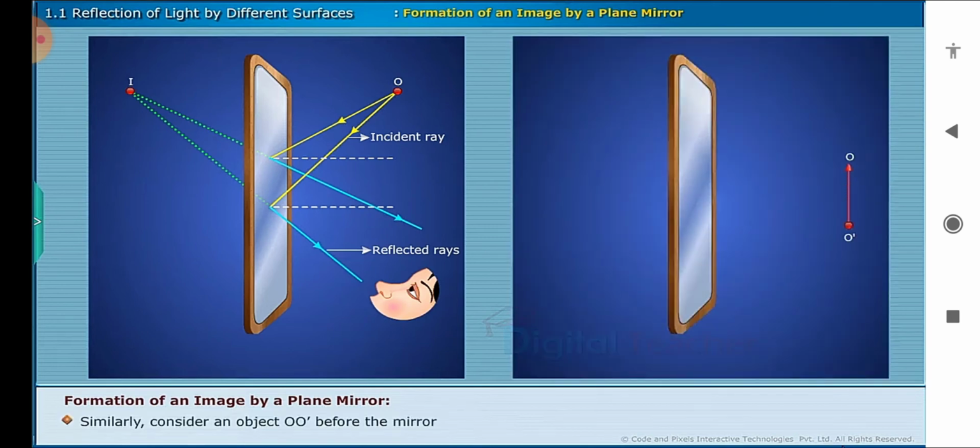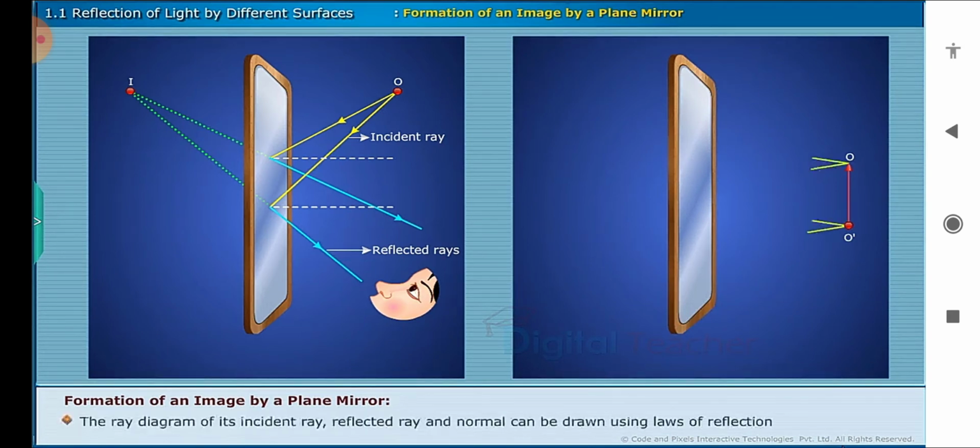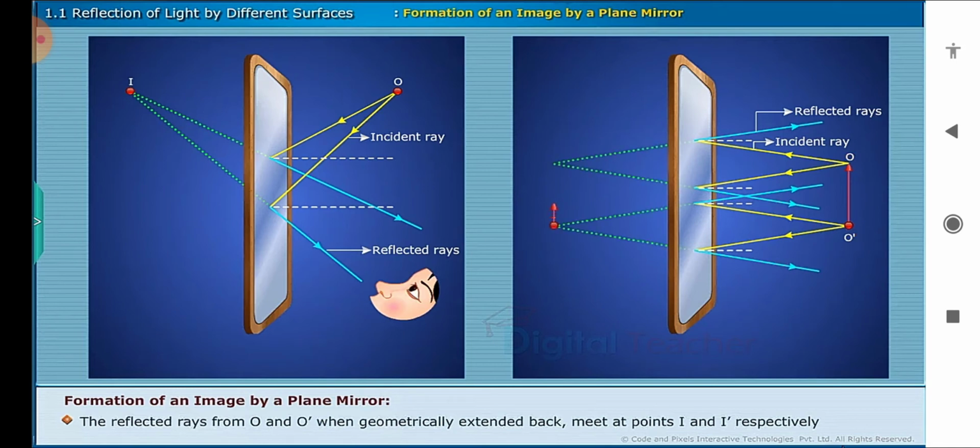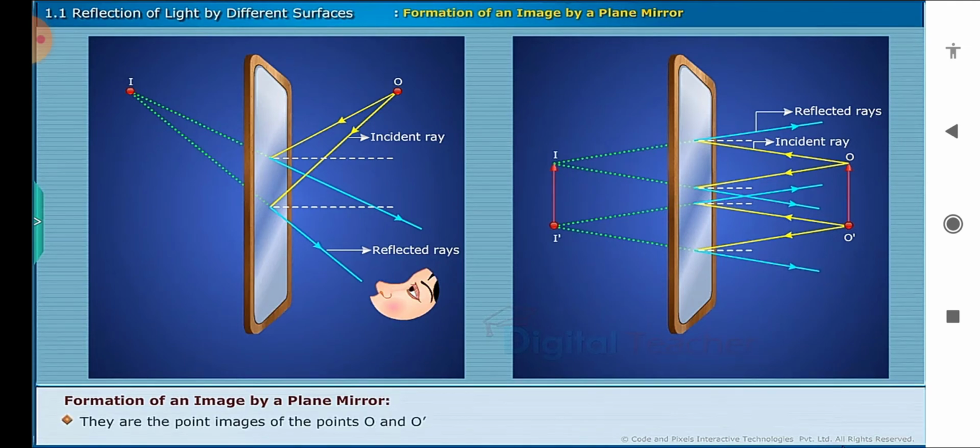Similarly, consider an object O' before the mirror. The ray diagram of its incident ray, reflected ray, and normal can be drawn using the laws of reflection. The reflected rays from O and O' when geometrically extended back meet at points I and I' respectively. They are the point images of the points O and O'. The rays coming from the middle section of O' form the image I'.